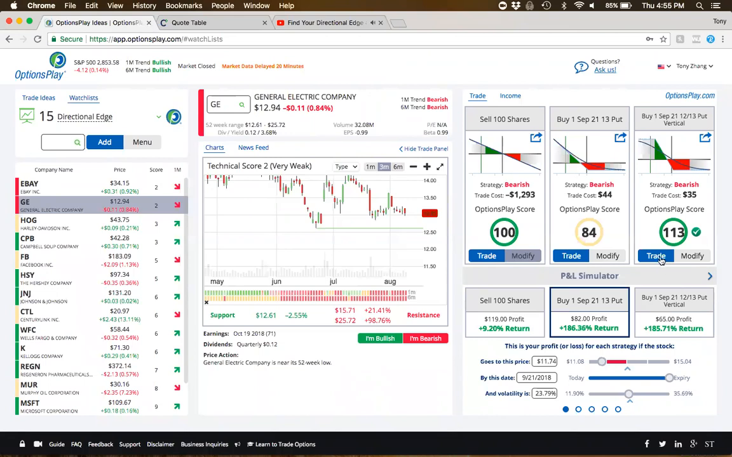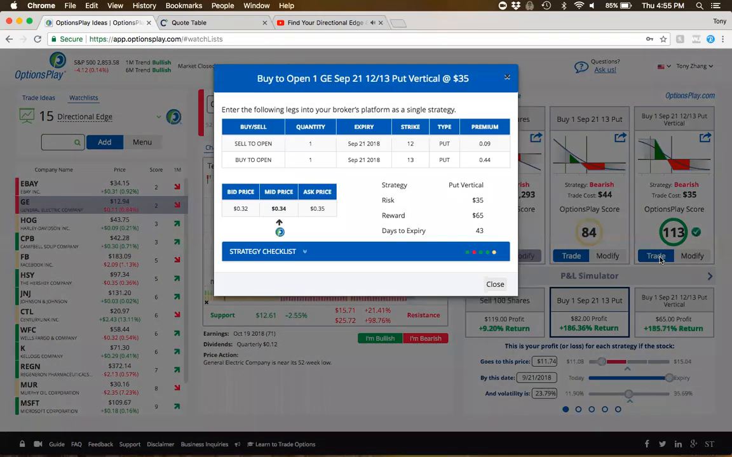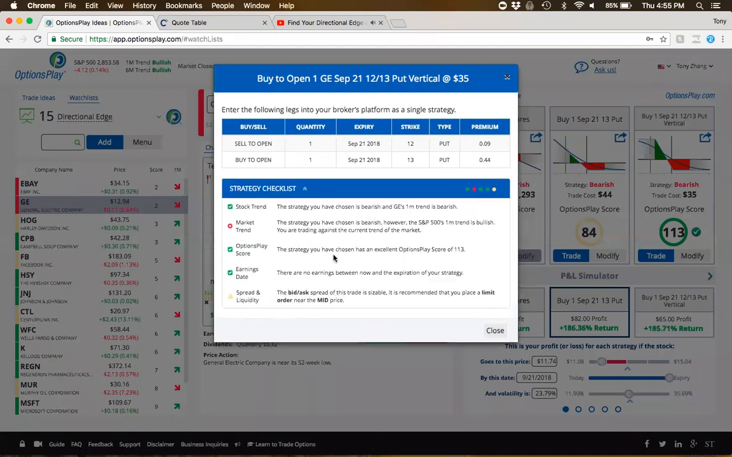And if, let's say, you're looking at a trade on OptionsPlay and you decide, the September 21 12 by 13 put vertical is the trade that I want to make, one of the things that we realized that a lot of beginners were unsure of the risks that they were taking. So what we created was called a strategy checklist. This is designed to make sure that you understand the risks that you're trading. So we wanted to make sure you understood that, whether you're trading with the trend or not.